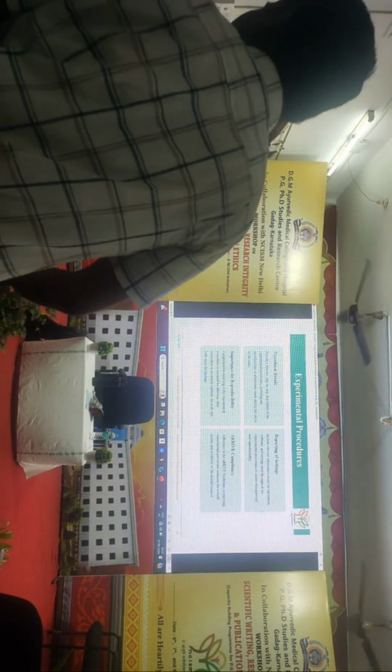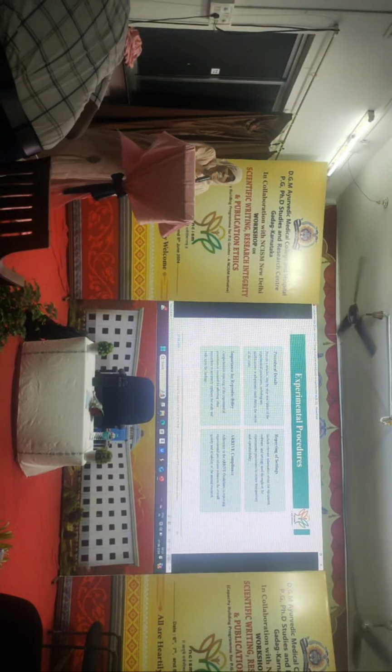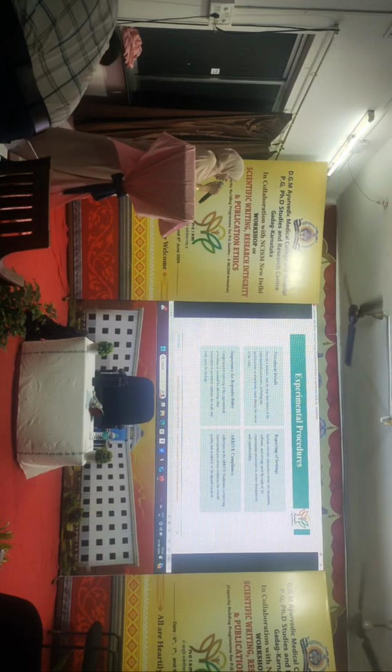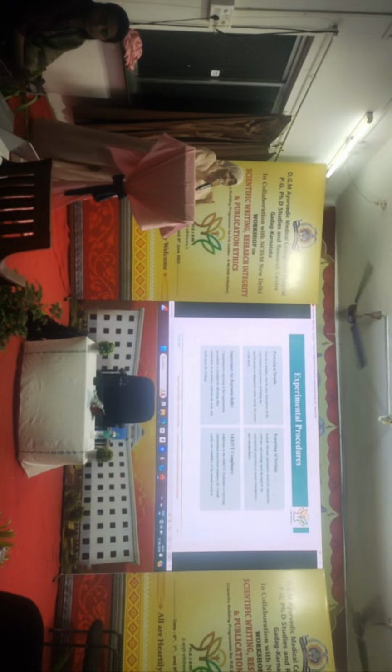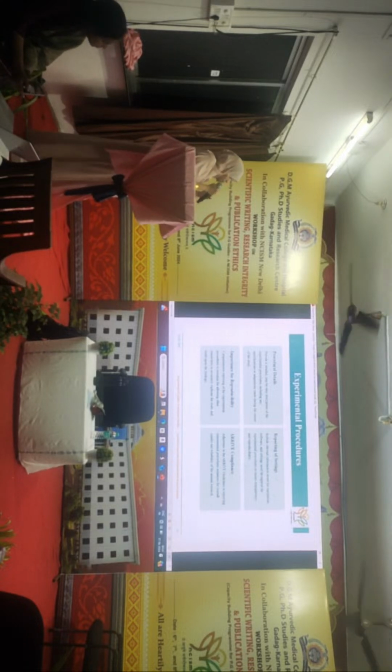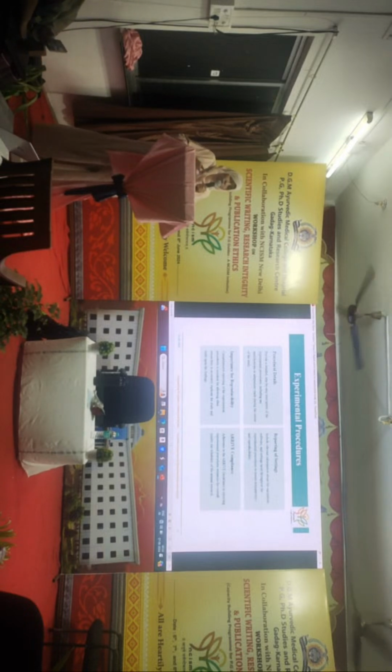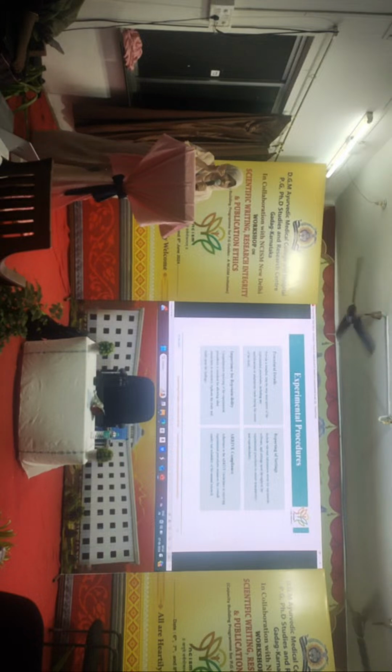Now the experimental procedures. What are the procedures? It has to be given in detail. Step by step, the description of the experimental procedures, whether you have included any modifications, what was your protocol, and did it require any modifications, then that modification should also be entered.